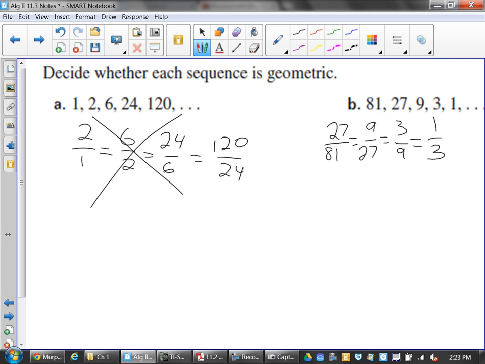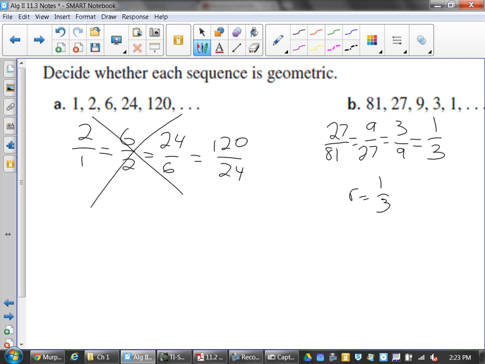And what is the common rate? 1/3. I don't want to say 3. I'm saying the rate is 1/3. Okay. If it was 3, it would go 81, 243, and so on. It would be getting larger. See what I'm saying? Does that make sense?